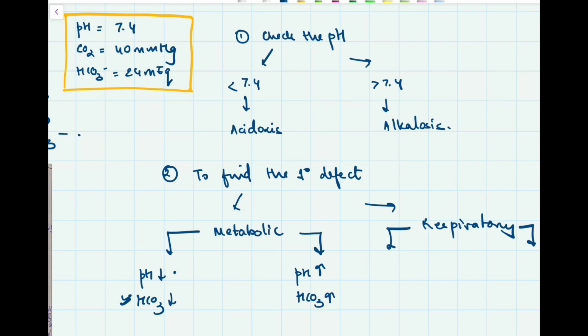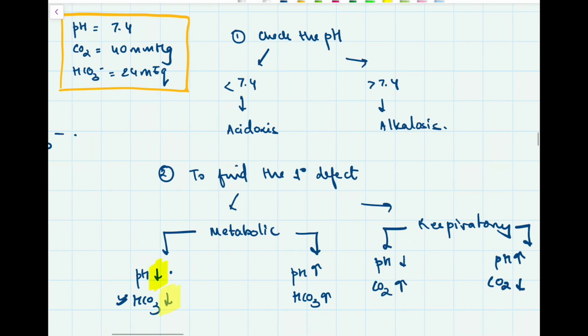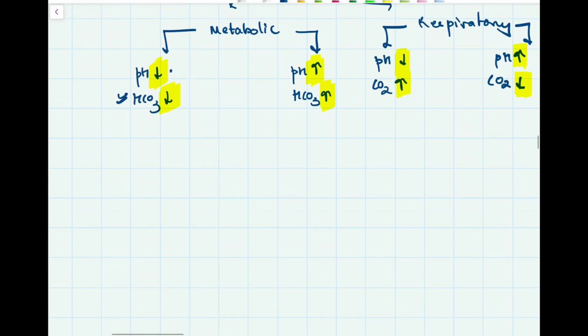Vice versa is true for respiratory, that the direction of pH and CO2 will be in the opposite direction. For example, if the pH is less, that is in acidosis, the carbon dioxide will be more, while in cases of alkalosis or increased pH, the carbon dioxide will be less. So arrows in the same direction point towards a metabolic cause, while arrows in the opposite direction point towards a respiratory cause. Right? Easy till here.